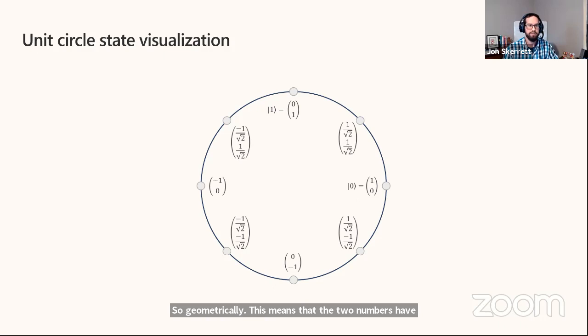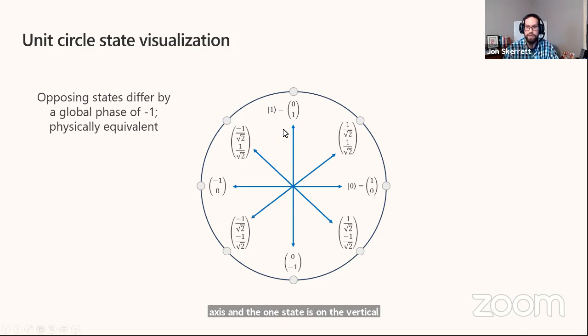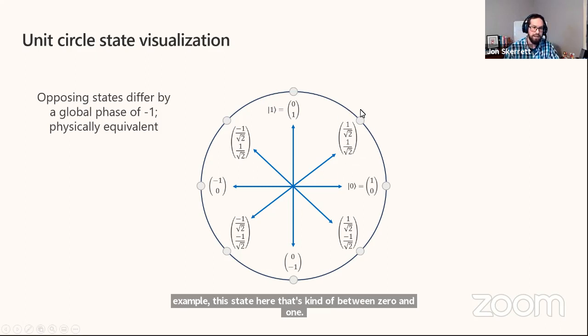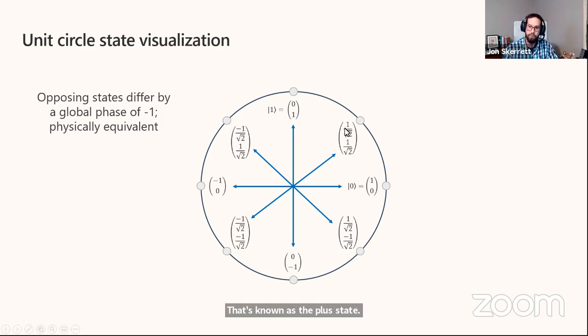Here we see that the 0 state, the state in which the first component is 1 and the second component is 0, is on the horizontal axis. And the 1 state is on the vertical axis. And any point on the circle corresponds to some superposition state. For example, this state here that's kind of between 0 and 1, that's known as the plus state. And you can see that the amplitudes here are 1 over square root 2, 1 over square root 2. If you square those values, then you get 1/2, 1/2, which are the probabilities that you would end up in the 1 state or the 0 state. We're going to use this unit circle visualization a lot throughout the course of this.